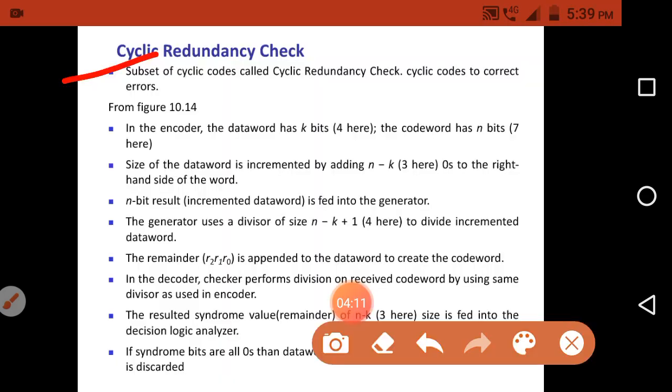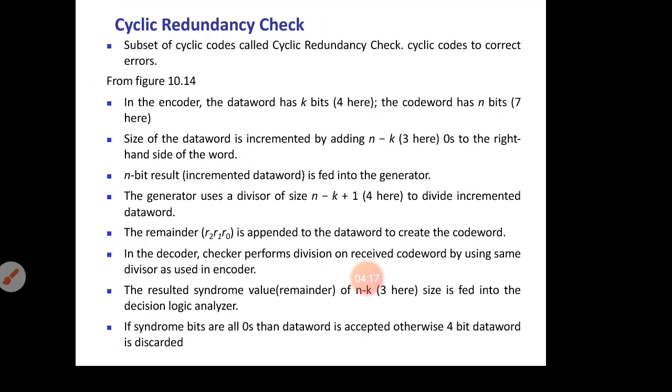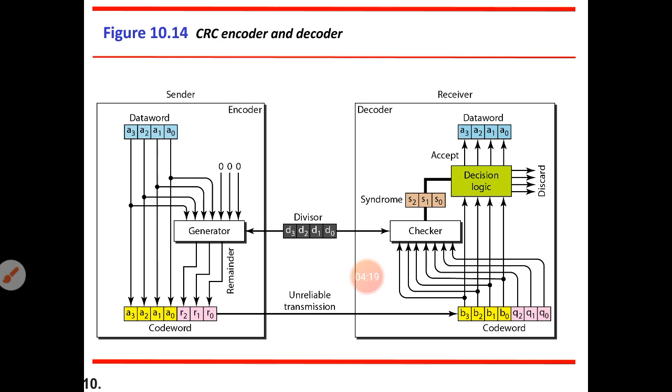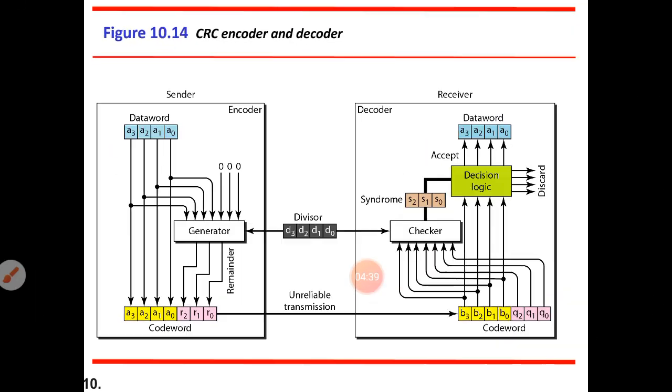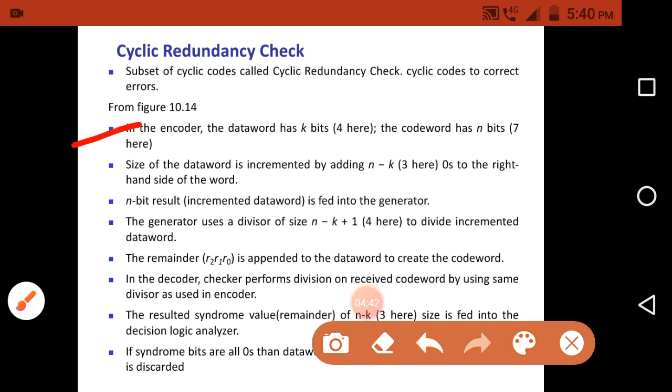Here, from figure 10.14, they have given a figure named CRC encoder and decoder. This is the block diagram we use for encoding and decoding in the cyclic redundancy check. How we will do that, we will see. First we will see from the sender side. The first point is that in the encoder the data word has k bits, and the code word has n bits.